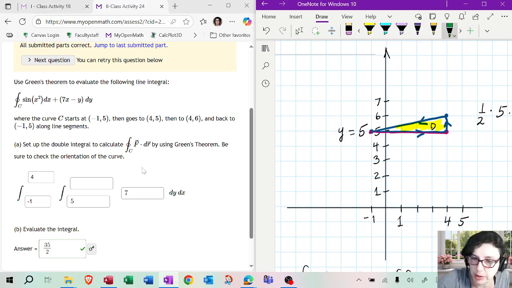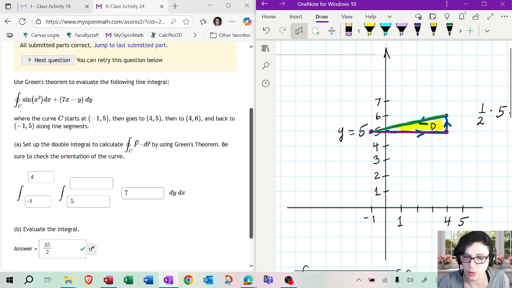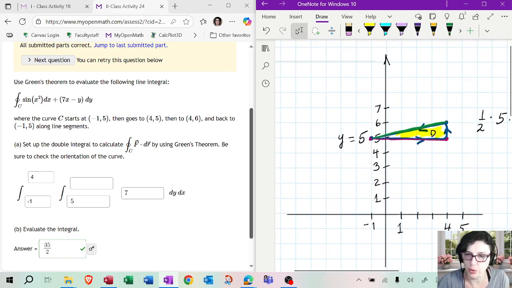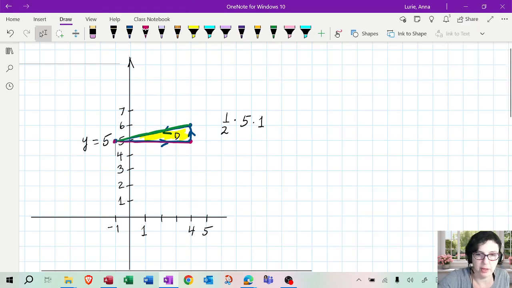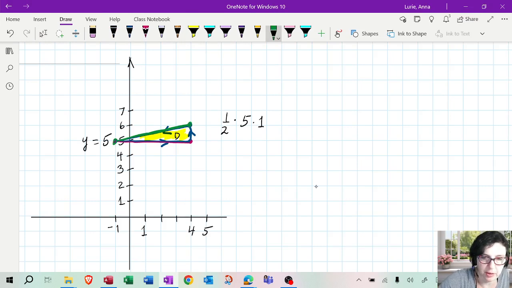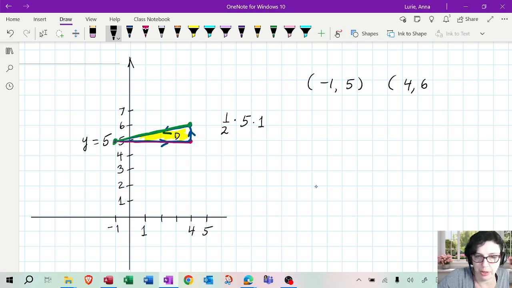Let me see if I can draw it in green. This line right here. So we need to practice writing an equation of a line that goes through 2 points. So which 2 points do we have? Let's practice that here. Okay, so we have this line, and it goes through this point right here and this point right here. So we got 2 points. One of them is -1, 5, and the other one is 4, 6.